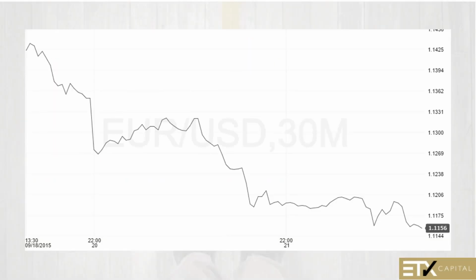So a line chart is the most simplistic of all types of charts. Actually, let's go over to a live chart and I'll show you this on live charts.